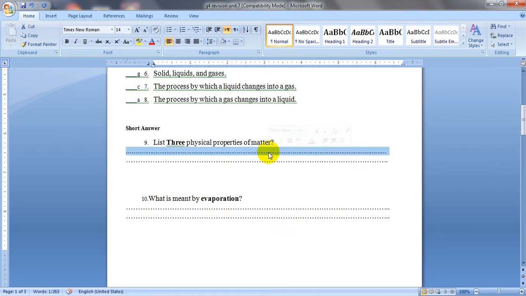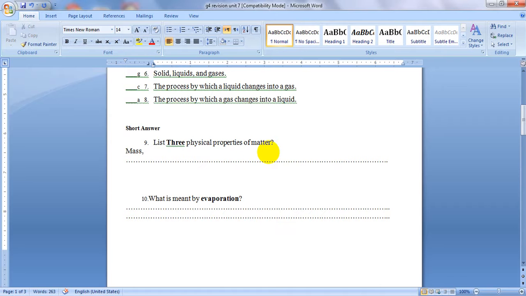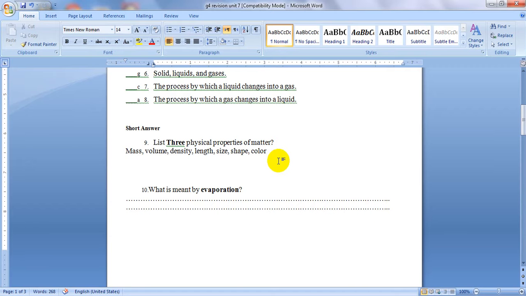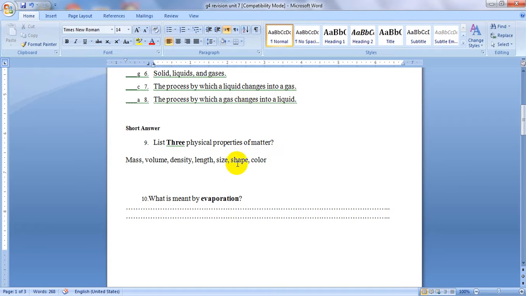mass, volume, density, length, size, shape, color, and we have many other physical properties for matter. The question here asks about only 3, but we have a lot more than 3.